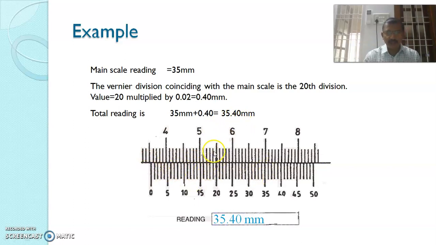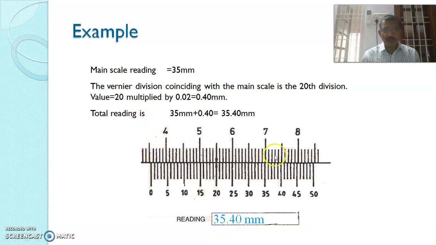Here the main scale and vernier scale coincide at the 20th division. So 35 plus 20 into 0.02, where the least count is 0.02. 20 into 0.02 equals 0.4, so this value is 35.4 mm. You can measure 35 mm with an ordinary steel rule, but you cannot measure 35.4 mm or 35.02 mm. It can be measured precisely using the vernier caliper.